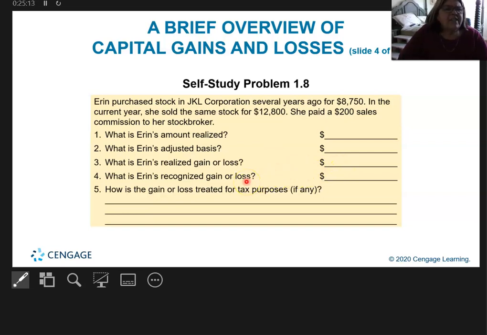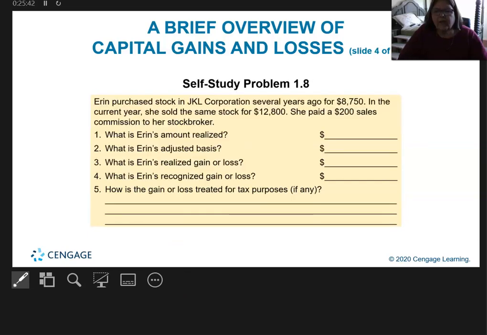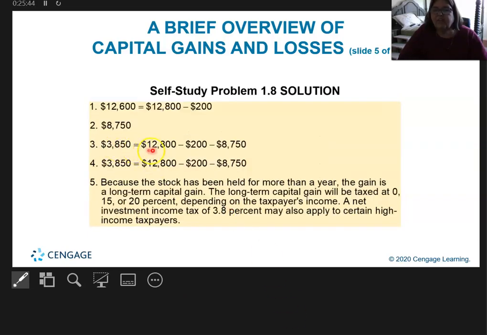And my recognized gain or loss is what I'm going to actually take now. And I'll show that on the next slide. So this was what I sold it for minus the 200. This was my adjusted. Let's go back. Hold on. This was my amount realized. My adjusted basis is what I paid for it. Let's go back one. My realized gain or loss is $3,850 because it's this minus what I paid for it.